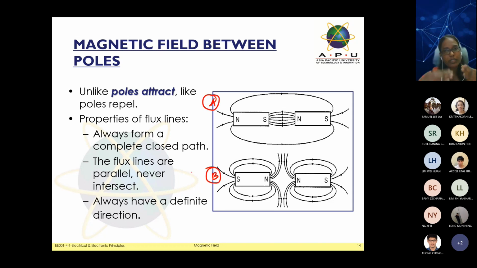While you are looking at the diagram, you can explain it. You can see that when you have a south with a north, they attract. What happens when you have north with north? You can see the flux lines going away in the same direction. What happens when you have electrons with electrons, or protons with protons? When you have negative electrons, they do not attract each other.